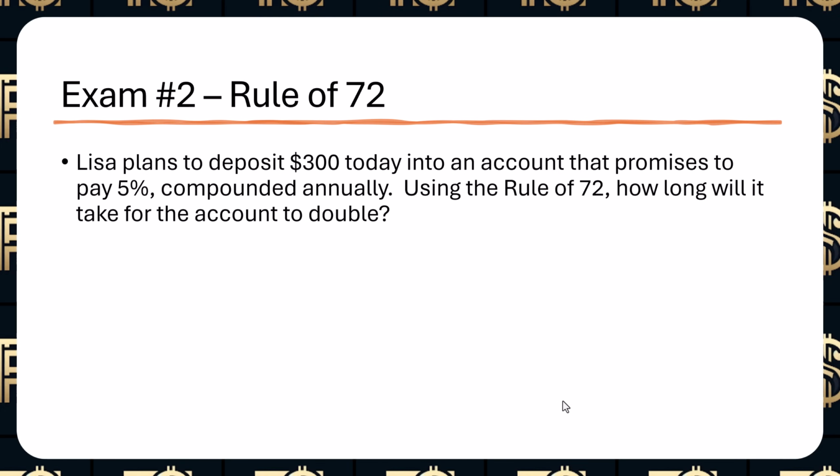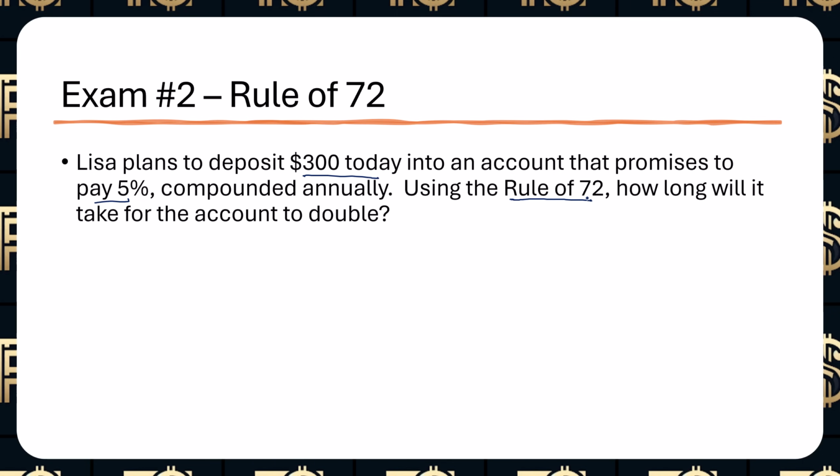All right, continuing with the same math here, it says Lisa plans to deposit $300 today into that same account that pays 5% compounded annually. However, this time we're going to use the rule of 72 to determine how long it is going to take for her account to double in value. That means to go from $300 to $600. Then we'll use the financial calculator and we will find the exact number of years that it will take for her account to double.